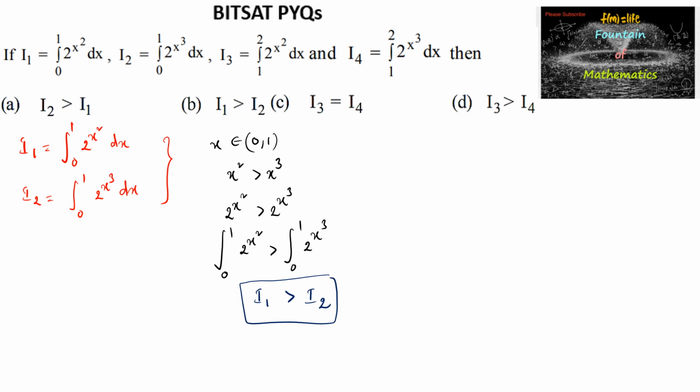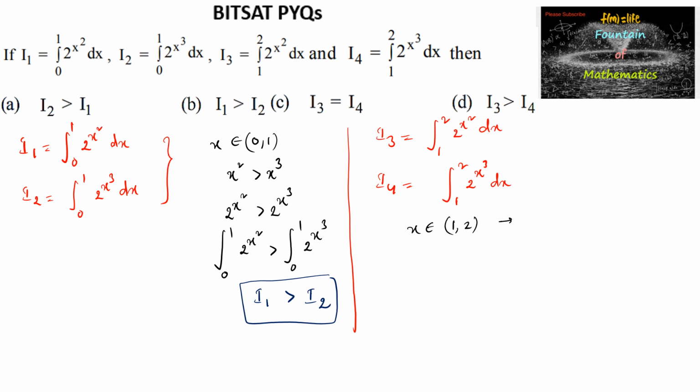And now I3 is given as integral 1 to 2 of 2 to the power x square dx, and I4 is equal to integral 1 to 2 of 2 to the power of x power 3 dx. And here we can mention that for x belongs to 1 to 2, x square will be smaller than x power 3. When x is a fraction, x power 2 will be greater than x power 3, but in the case of 1 to 2, above 1, x square must be smaller than x power 3.